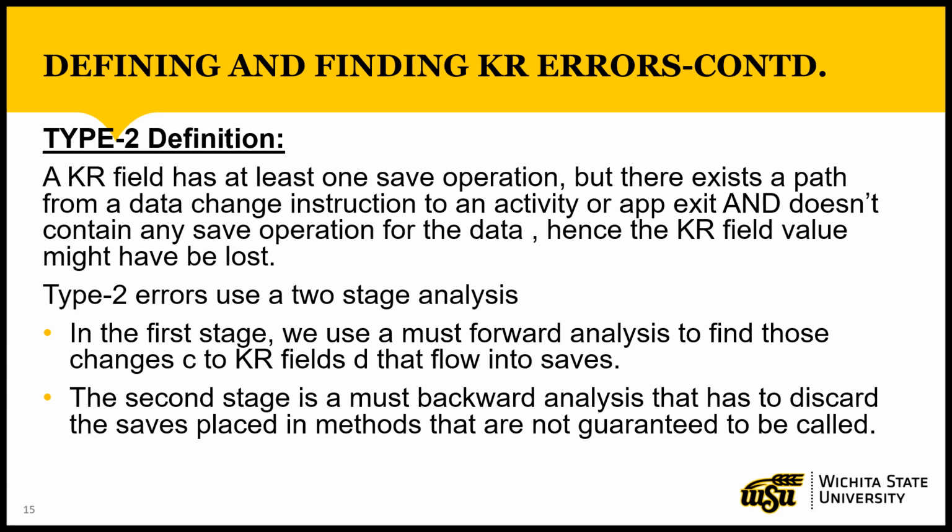We discover type 2 errors using a two-stage analysis. In the first stage, we use a must forward analysis to find those changes to KR fields that flow into saves. The second stage is a must backward analysis that has to discard the saves placed in methods that are not guaranteed to be called.